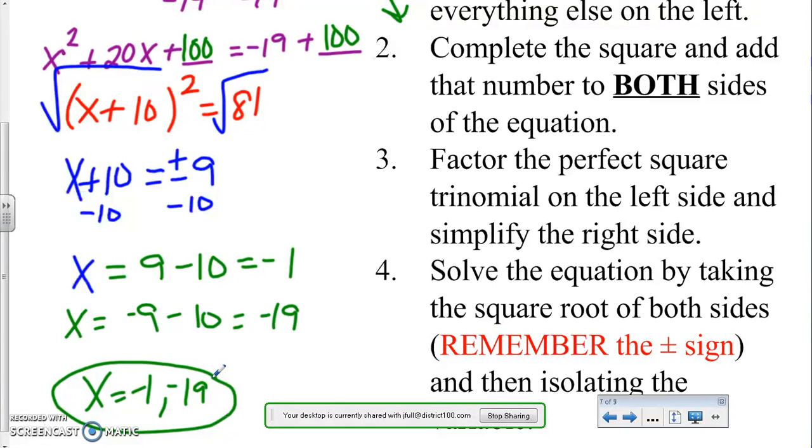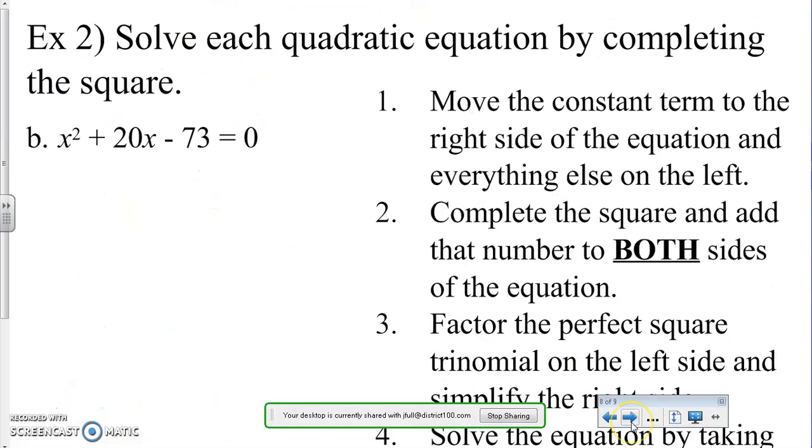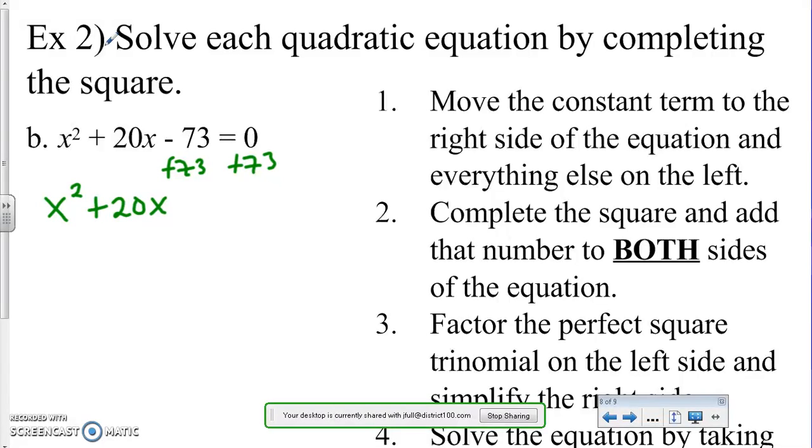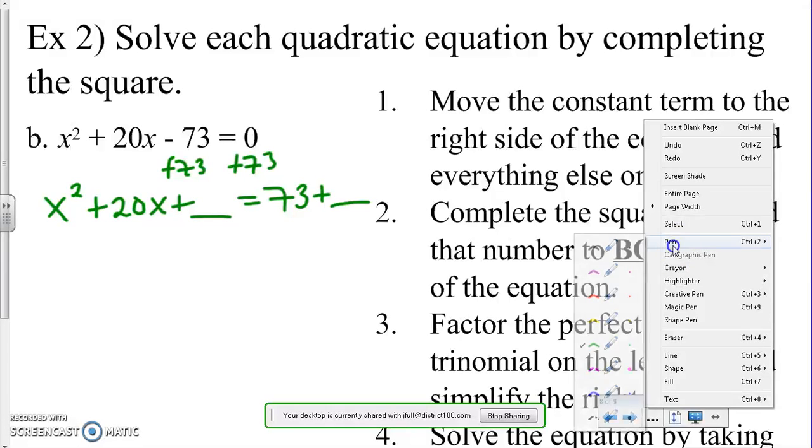Okay, so that's what you're doing here for the process to solve completing the square. Let's do another one. Okay, we are going to start by moving this constant term to the right side. So we're going to add 73 to both sides. And we are going to rewrite this. We have x squared plus 20x plus something equals, and then 0 plus 73 is 73 plus that same thing. Not sure what it is yet.